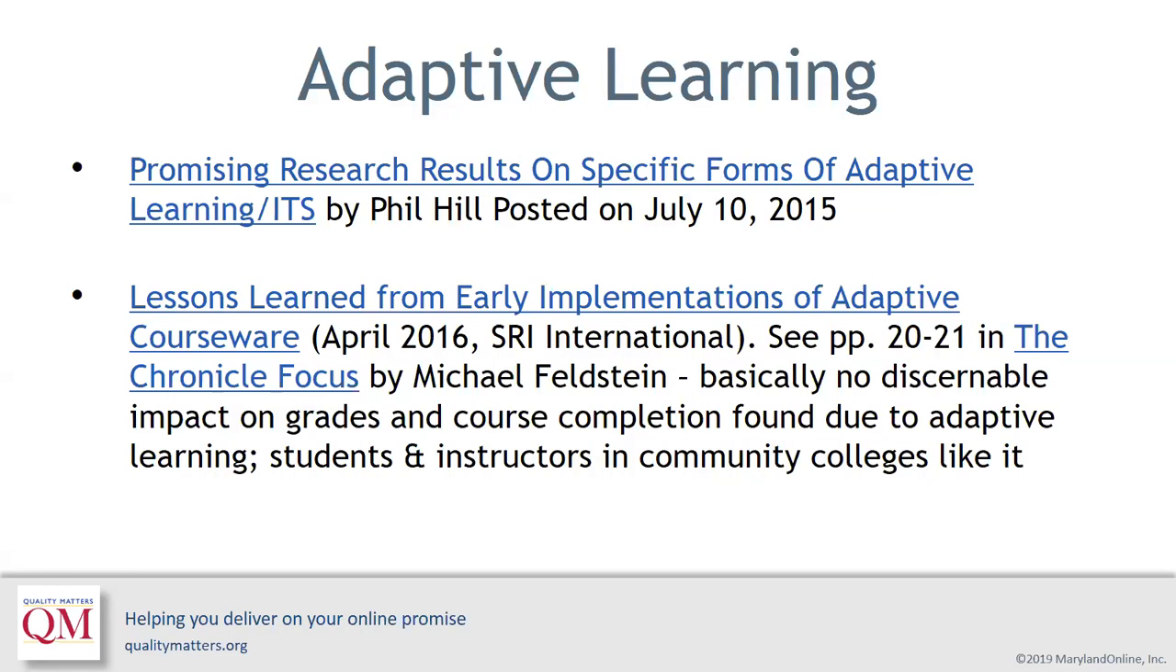Other findings from the study were that community college students had high levels of satisfaction. Something about the adaptive learning felt good to them and felt like it was high quality, but only one-third at four-year institutions felt that way.